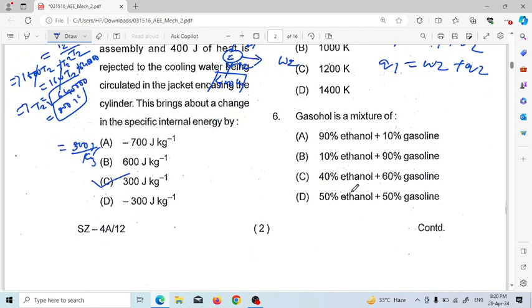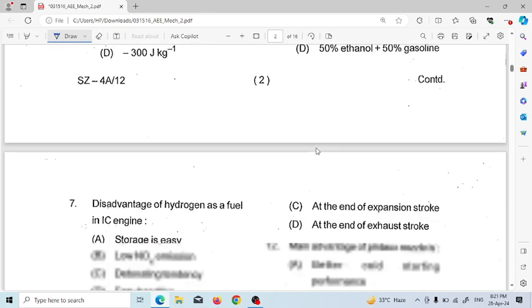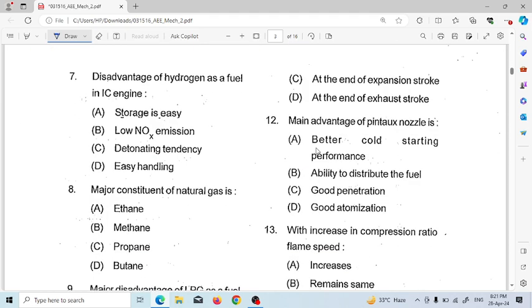Next, question number 6. Gasohol is a mixture of 10% ethanol and 90% gasoline. Next, question number 7. Disadvantage of hydrogen as a fuel in IC engine. The disadvantage of hydrogen as a fuel in IC engine is detonating tendency.